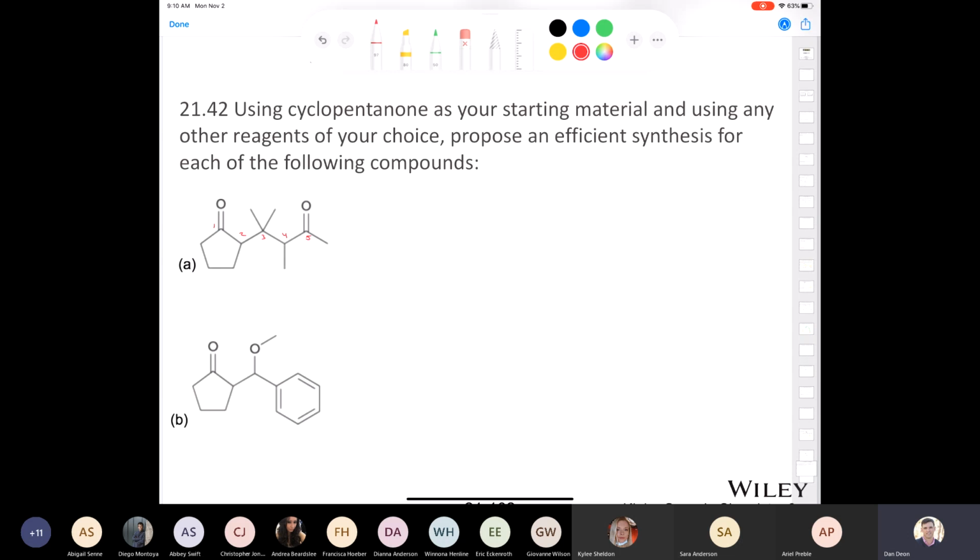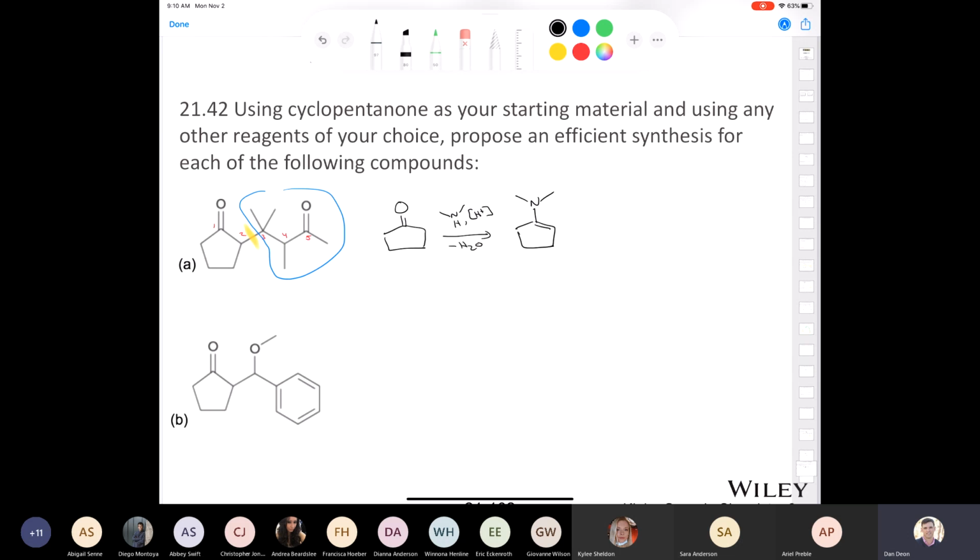So what's the enamine that we would want to start with? Well, I think about breaking this bond right here. And so the enamine that you would start with would be formed from cyclopentanone, wouldn't it? You would take this and you would treat it with dimethylamine, a catalytic amount of acid, and you would remove the water during the whole process, and you would form this enamine like that.